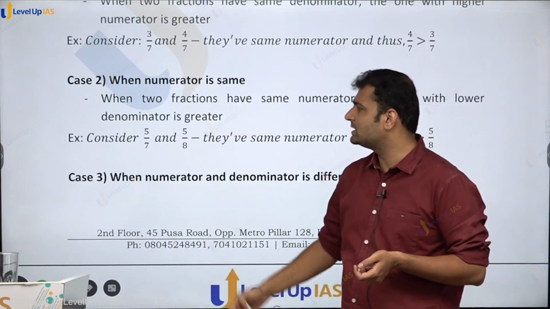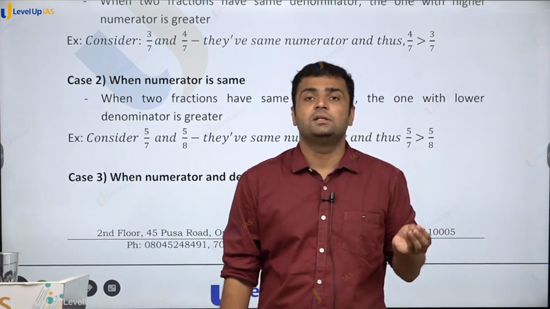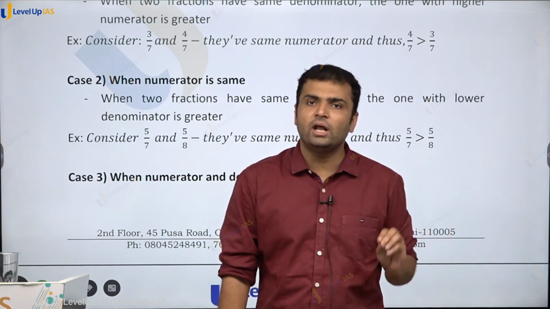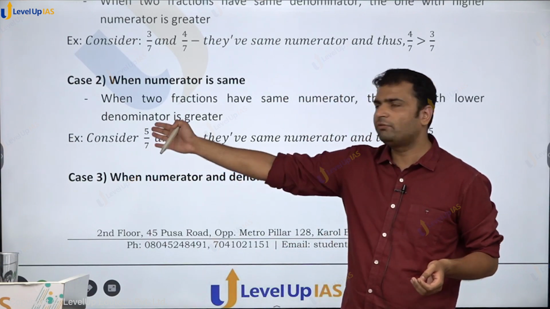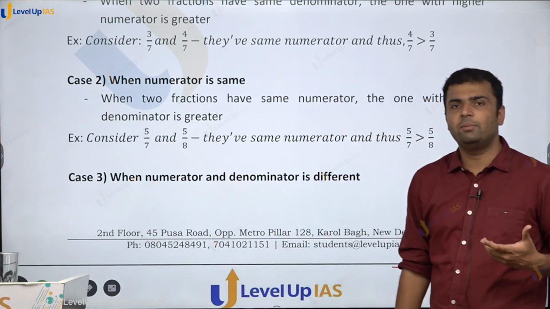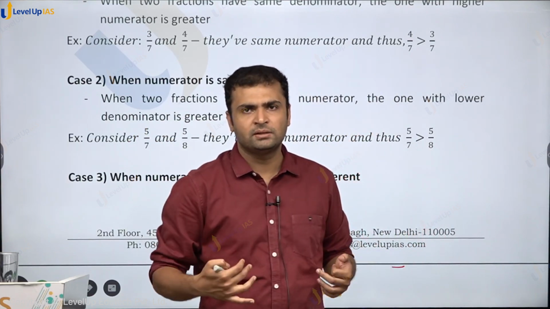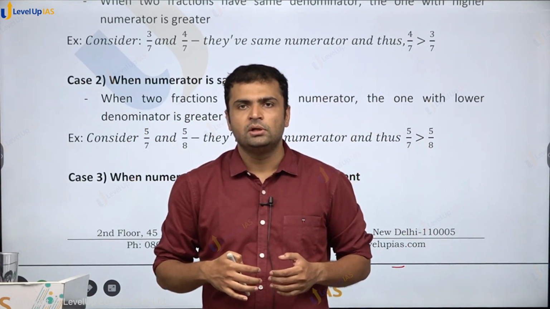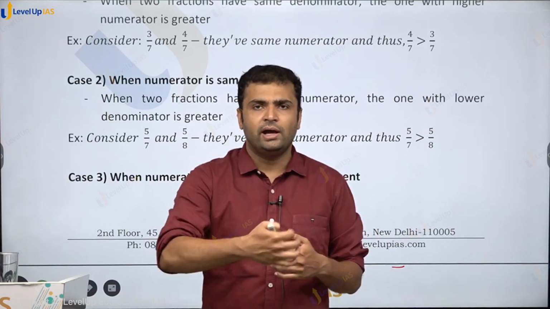Next, when the numerator is same, 5/7 and 5/8. In this case, the number with the smaller denominator is bigger. तो मतलब 5/7 and 5/8 है, तो 5/7 is bigger than 5/8. 5/7 का क्या मतलब है? We make 7 parts and take 5 out of this. And 5/8 का क्या मतलब है? We make 8 parts of the say cake and take 5 out of those.